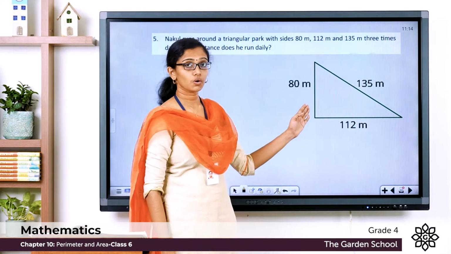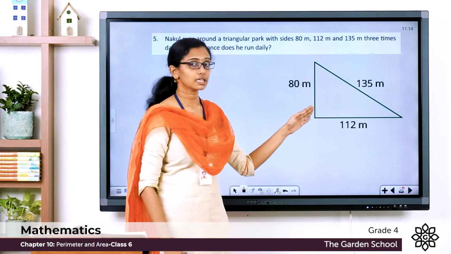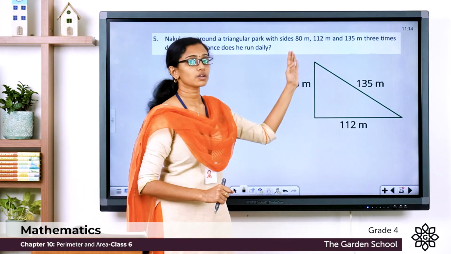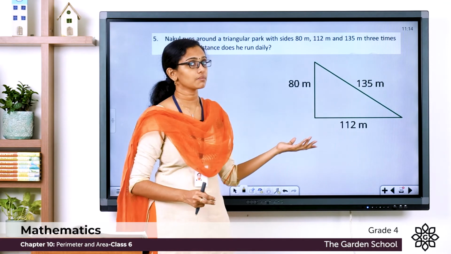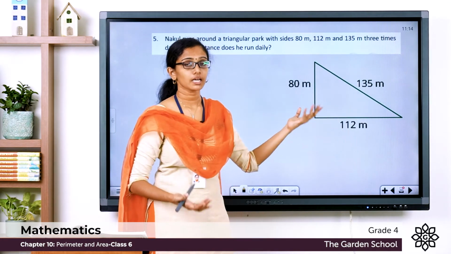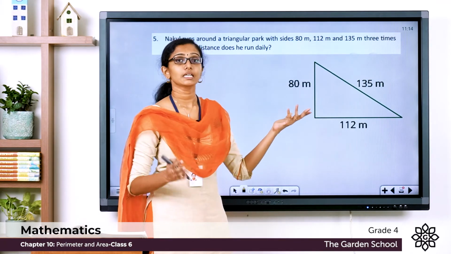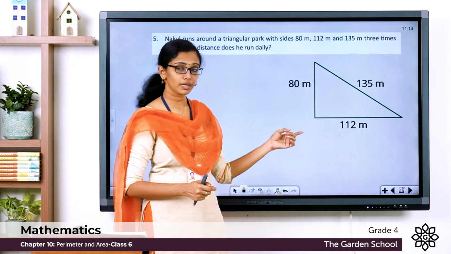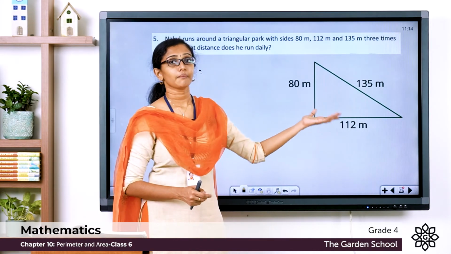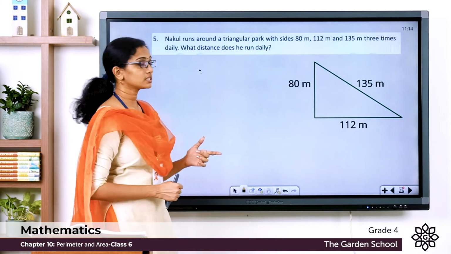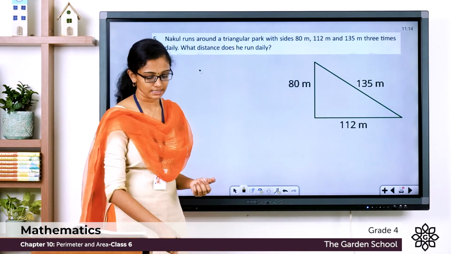So, when he runs 1 time, he covers the perimeter of this park once. When he goes 2 times, he covers the perimeter 2 times. So, when he runs 3 times around this park, he will cover the perimeter 3 times. So, what is the first step? Let's find out the perimeter of this park and then multiply that by 3 to get the distance he runs daily. So, let's see the steps.